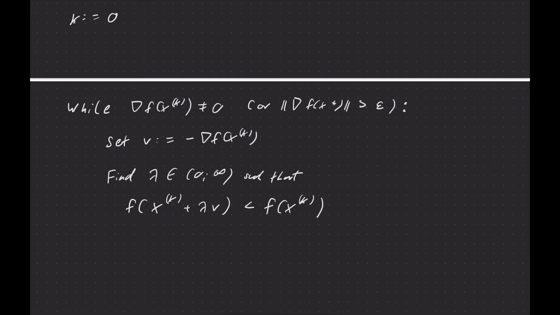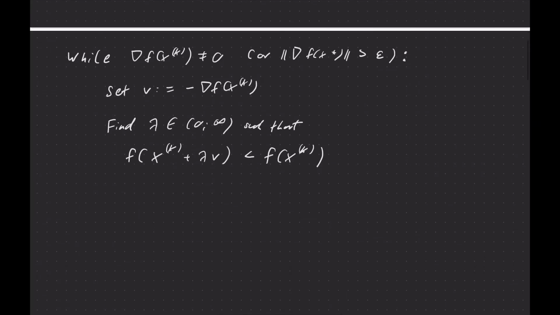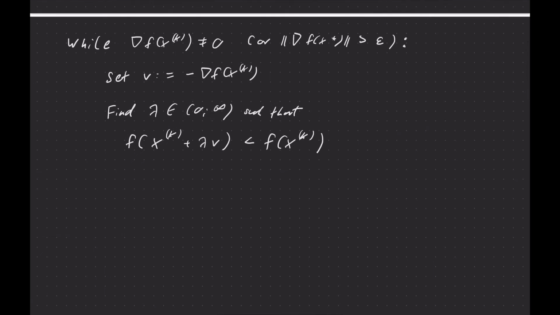Okay, and once we found that step size, this lambda, then we actually do the move. So next thing we do is we set x(k+1), the next point in our iteration, to be xk plus lambda v. So we move away from xk in negative gradient direction by that step size that we determined.